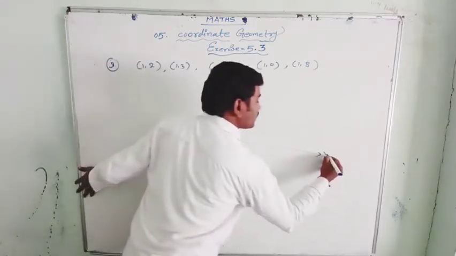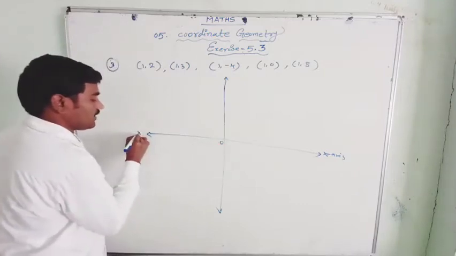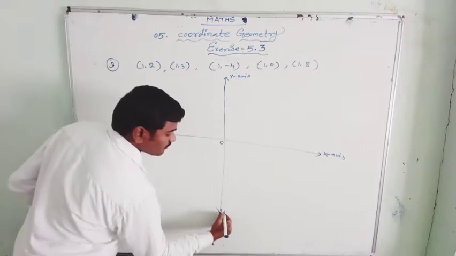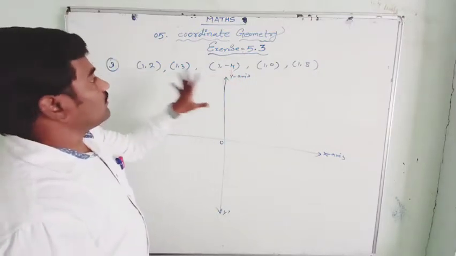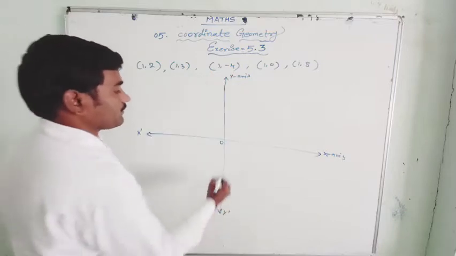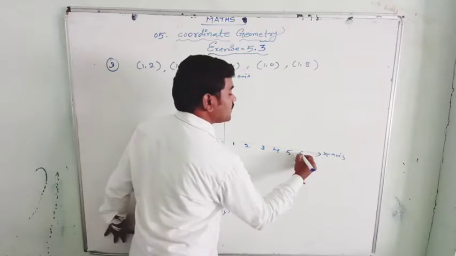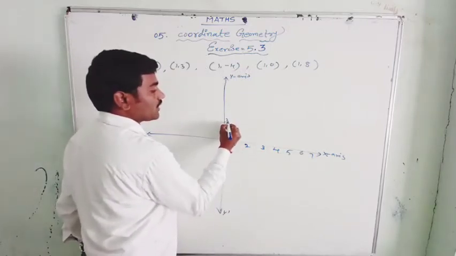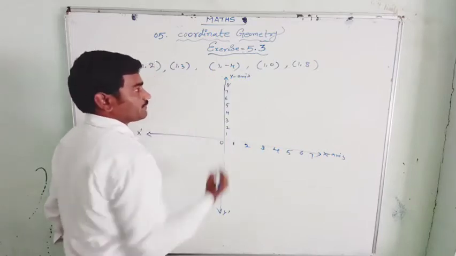Before I do it, I have to write here x-axis 0, x dash, y-axis 0, y dash. Finished. X value is maximum 1 only, y values are till 8. Okay. 1, 2, 3, 4, 5, 6, 7. Here 1, 2, 3, 4, 5, 6, 7, 8.